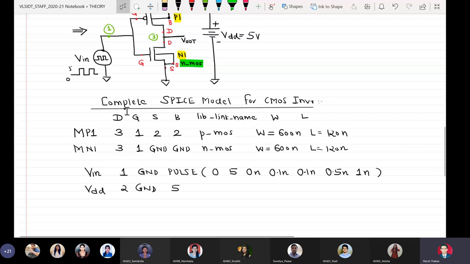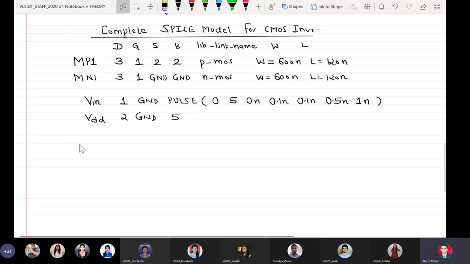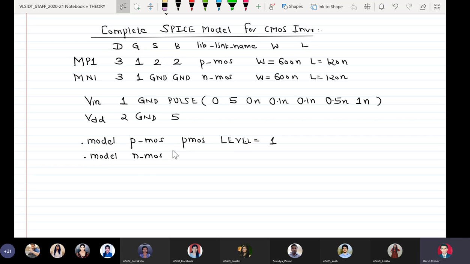Now we will link the libraries to our devices. So the directive dot model. We have dot model space library link name. Library link name for PMOS is P underscore MOS. The library name is PMOS, and I want to perform basic simulation, so level equal to 1. Similarly for NMOS, dot model library link name N underscore MOS, library name NMOS, again level equal to 1.